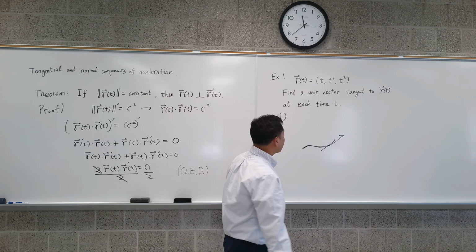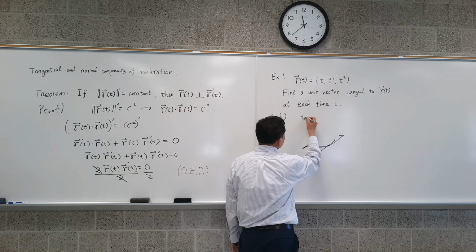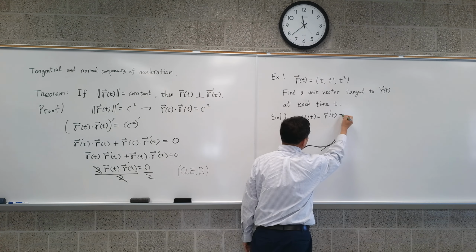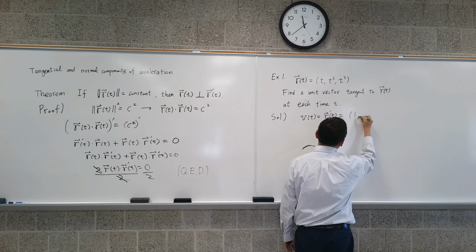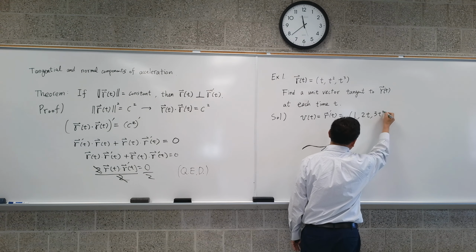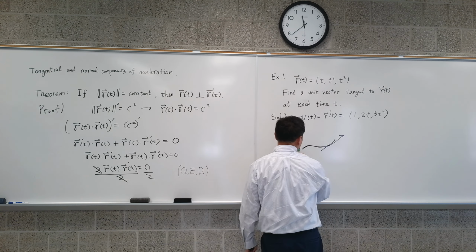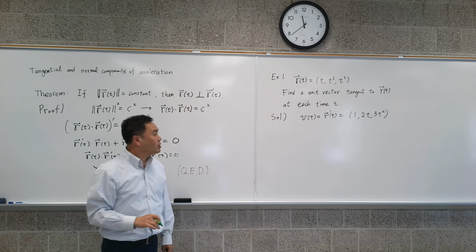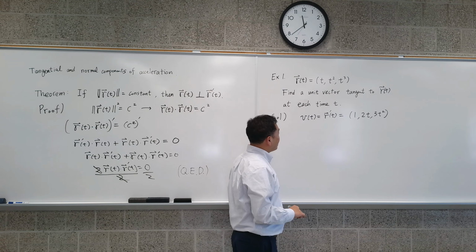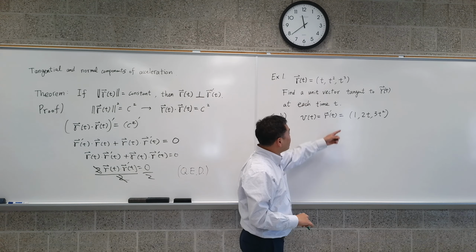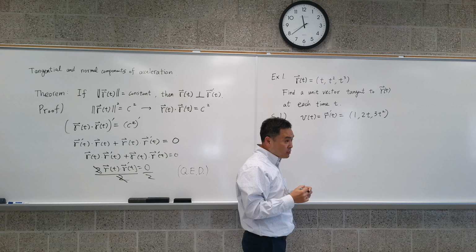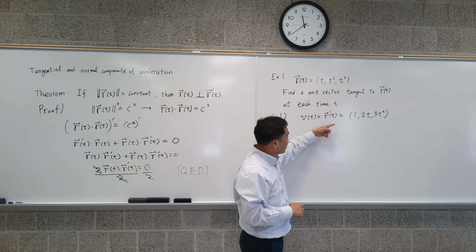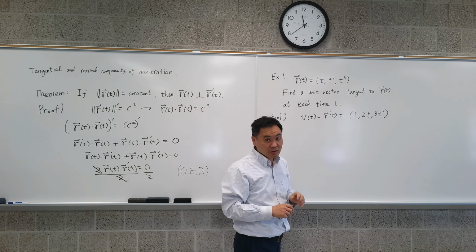the trajectory. So if I take v(t), which is the derivative of this, that's going to be (1, 2t, 3t squared). That's going to be a vector that's tangent to it. So is this the answer? Well, not quite. Why is it not the answer? What does it not satisfy?